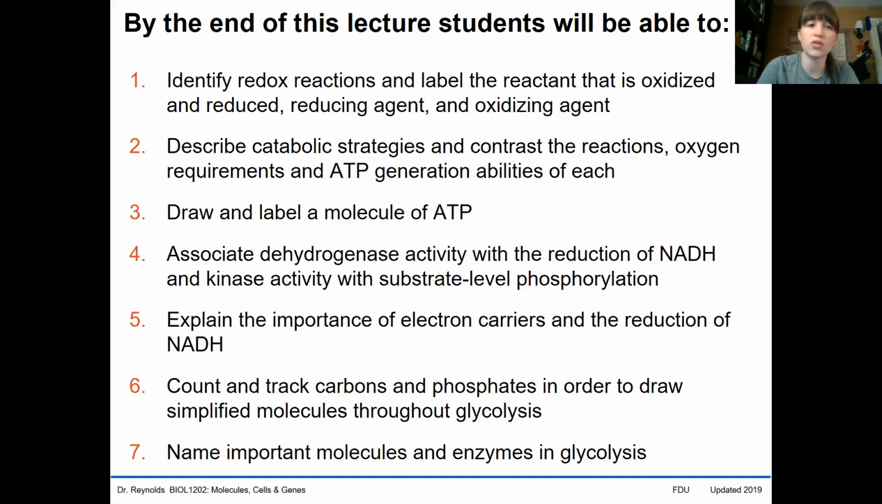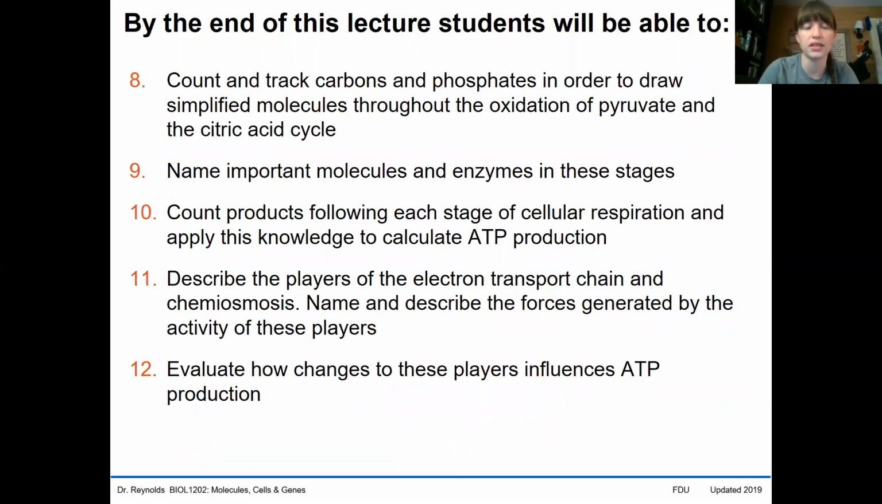You should be able to describe catabolic strategies and contrast the reactions, oxygen requirements, and ATP generations for each one of these catabolic strategies. You should associate dehydrogenase activity with the reduction of NADH and kinase activity with substrate level phosphorylation. Explain the importance of electron carriers and the reduction of NADH. Count and track carbons and phosphates as we go through these processes. Name important molecules and enzymes throughout each of these processes.